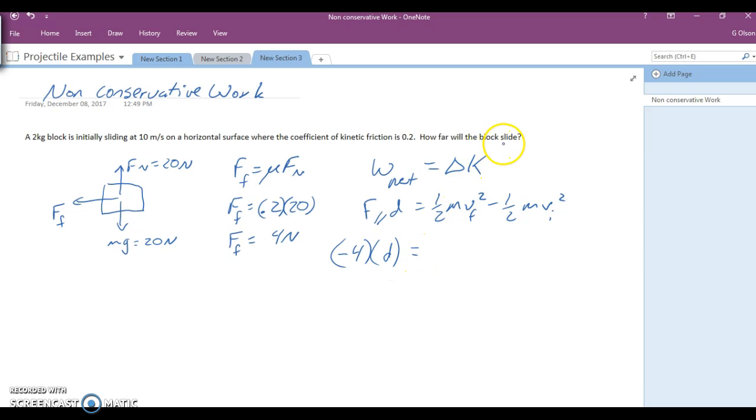Okay, how far will it slide? That implies that it's going to come to a rest, so the final kinetic energy will be 0 minus 1/2 mass is 2, initial velocity 10 squared, so we get the block will travel 25 meters.